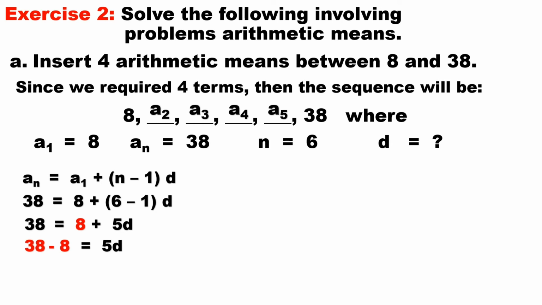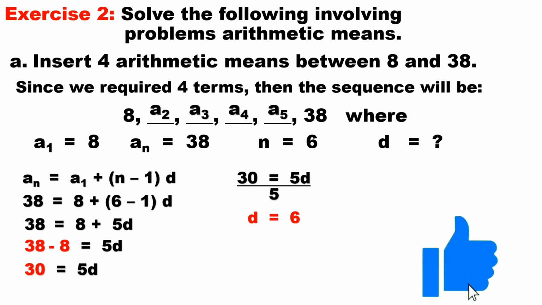38 minus 8 is 30. Divide 5 both sides to cancel ang 5. 30 divided by 5 is 6. Therefore, the common difference is equal to 6. To insert the 4 arithmetic means, we will continue to add 6 from the preceding term, which is 8.